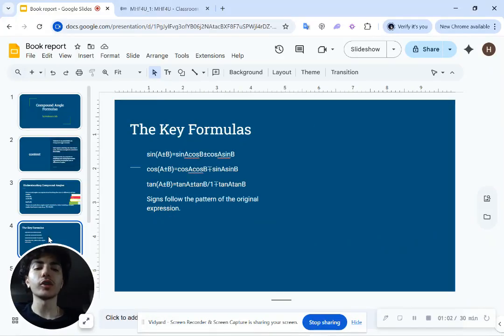The key formulas that are used for compound angles are: sine A plus or minus B equals sine A cos B plus or minus cos A sine B. The second one is cos A plus or minus B equals cos A cos B minus or plus sine A sine B. The third one is tan A plus or minus B equals tan A plus or minus tan B divided by 1 minus or plus tan A tan B. The signs follow the pattern of the original expressions.